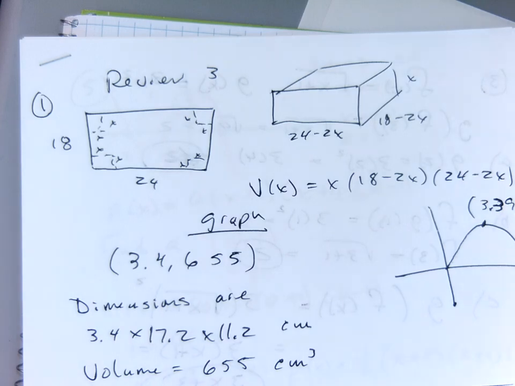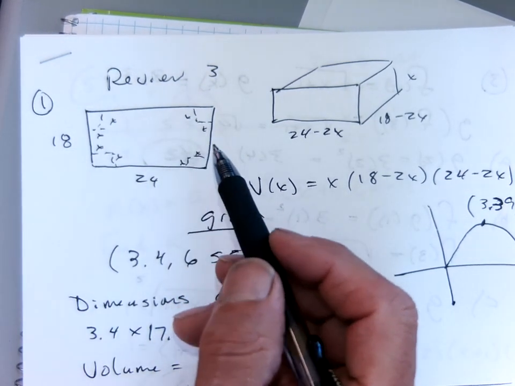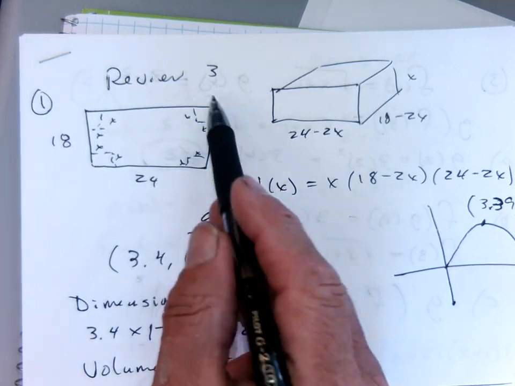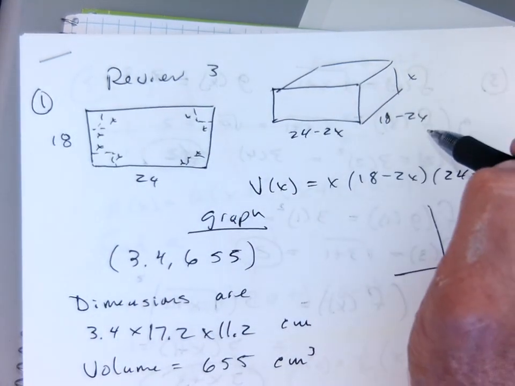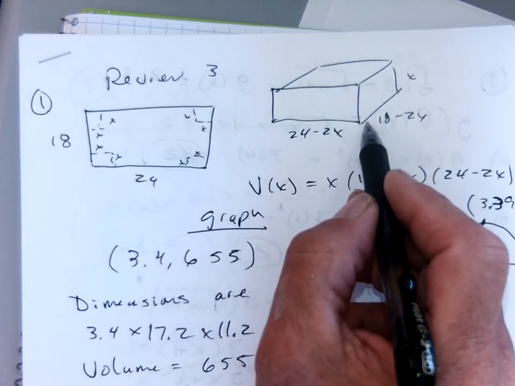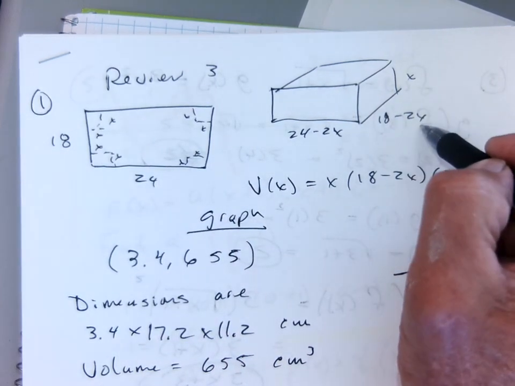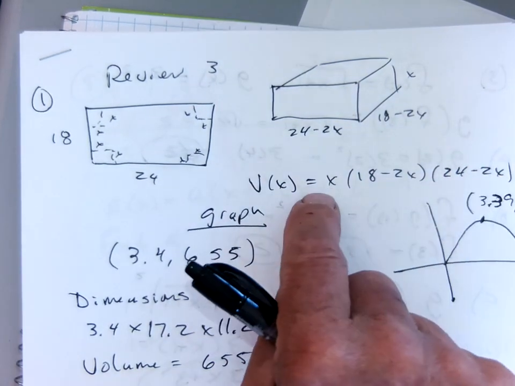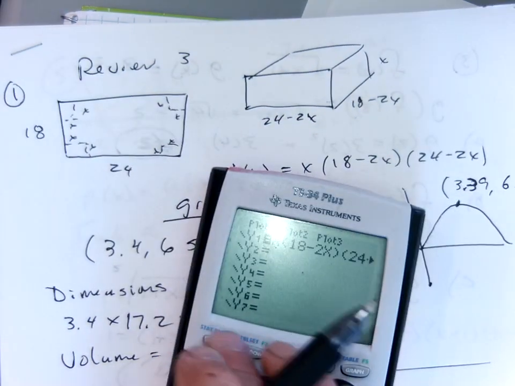So what I had to do is build a box from a piece of cardboard. It was 18 by 24, so I cut out the little squares and then built the box. When you build the box, it changes the shape. So the height is X, the width is 24 minus 2X, and the length is 18 minus 2X. So then volume would be length times width times height. I put that equation in my calculator.